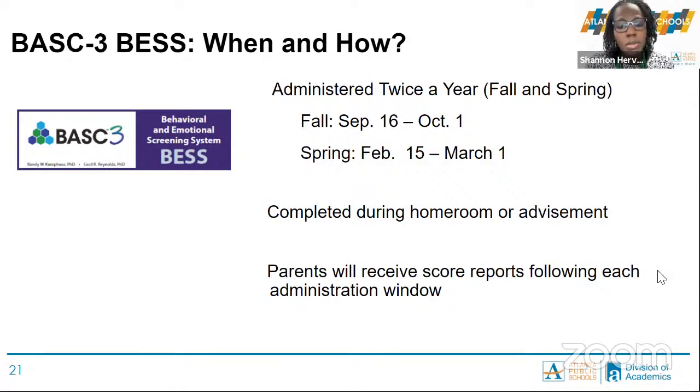The World Languages Department worked collaboratively with Student Support and Intervention to ensure that the needs of English learners and their families were addressed throughout the screening process. And the World Languages Department will work with schools to ensure that all families understand their child's screener report. Next slide.